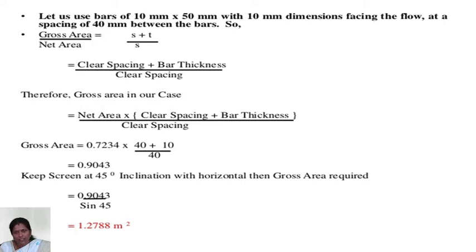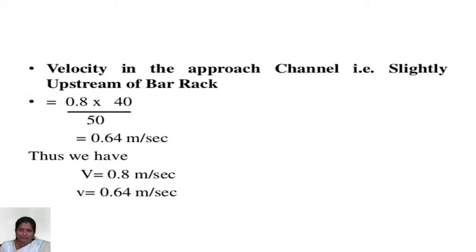You are getting gross area 0.9043. Keep the screen at 45 degree inclination with the horizontal, then gross area required equals 0.9043 divided by sin 45. Applying Pythagoras theorem, you can get this value from the diagram. We get 1.2788 square meter.